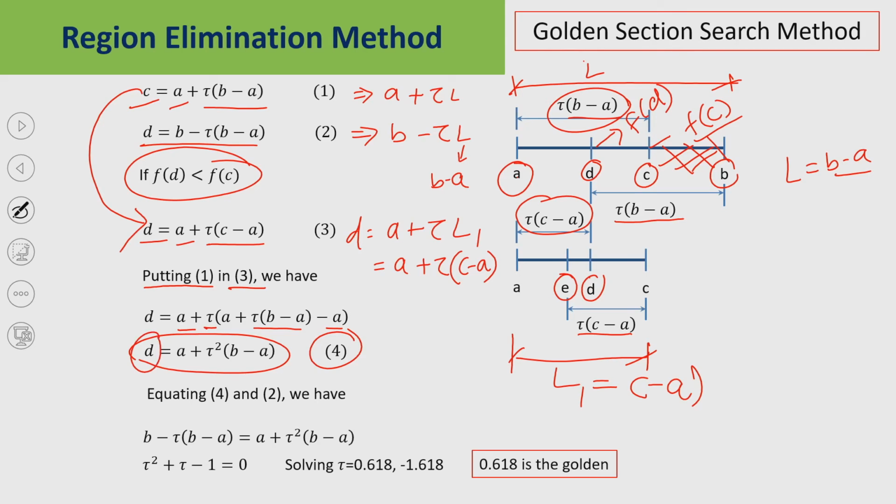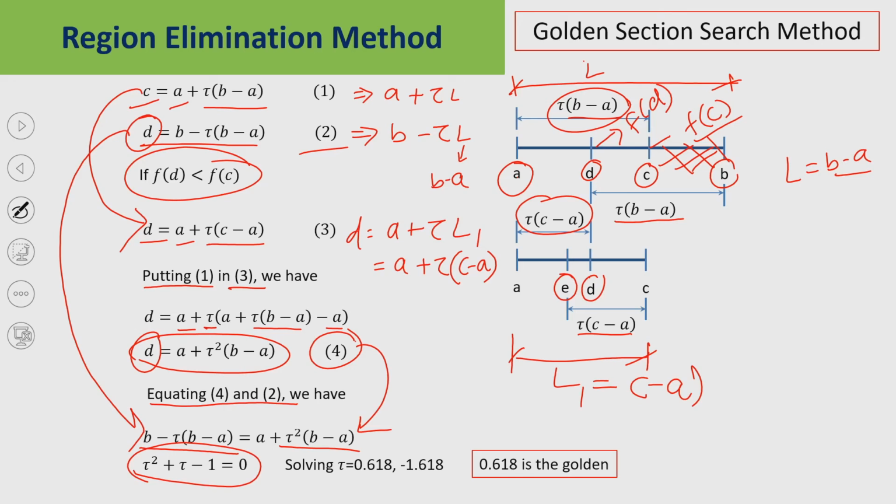Now, this is D and this is also D. That means, if I equate 4 and 2, so what I am getting, the 2 is B minus tau B minus A. Okay. So, that is your equation 2, and this is your equation 4, which is equal to A plus tau square B minus A. And if I simplify this one, so finally I am getting this quadratic equation, that is tau square plus tau minus 1 equal to 0.